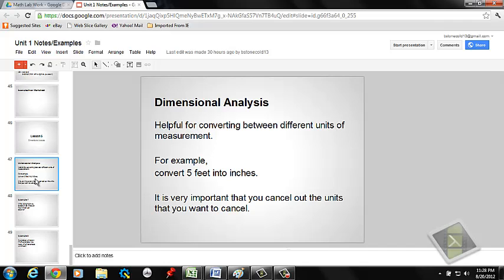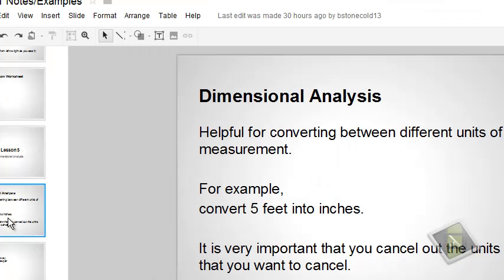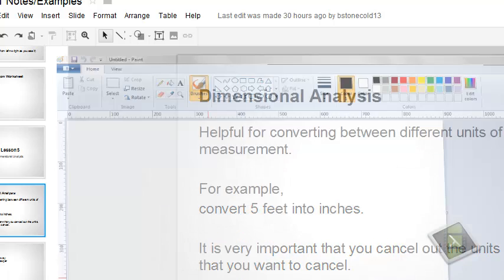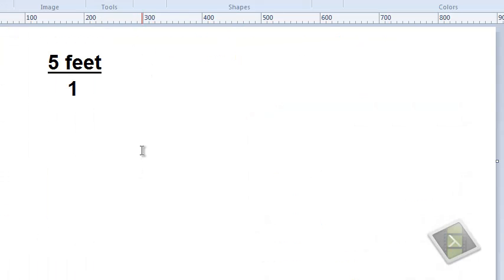There's just your kind of example here. It will be just like this all the time. Convert 5 feet into inches. Now the important thing to do on all these problems is you cancel out the units you want to get rid of. So in this example, we would want to get rid of feet and convert it to inches. We're just going to show what I mean by this here in a second. We have 5 feet. We're going to put it over 1 just because that's what we want to do.